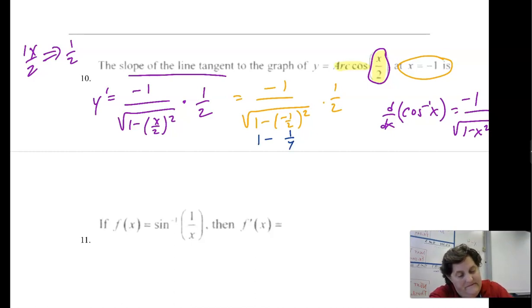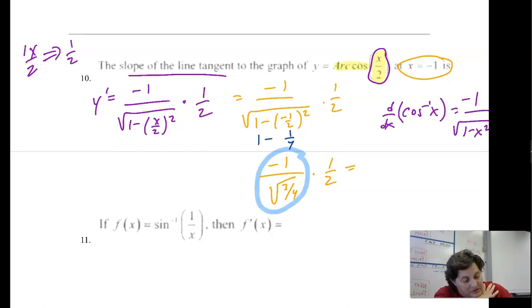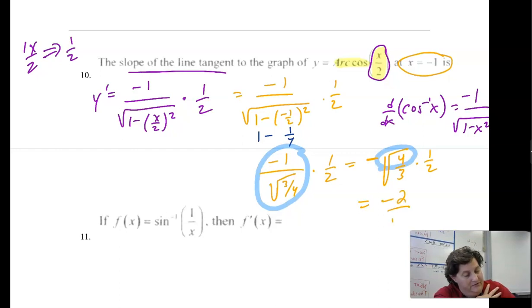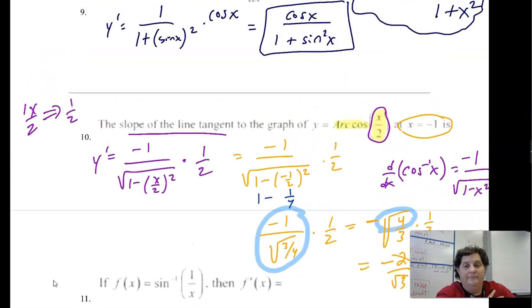So this is, let's see, negative 1 over the square root of 3/4 times 1/2. Well, I'm dividing by a fraction, so I'm going to go ahead and multiply by the reciprocal. So the negative is still there, but instead of square root of 3 over 4, it's going to be square root of 4 over 3. And you guys, the square root of 4 right here is 2. So it's going to be negative 2 over the square root of 3 times 1/2. Ooh, look at that. That crosses out. So it should be negative 1 over square root 3. Okay, so that's the answer that we got for that one.